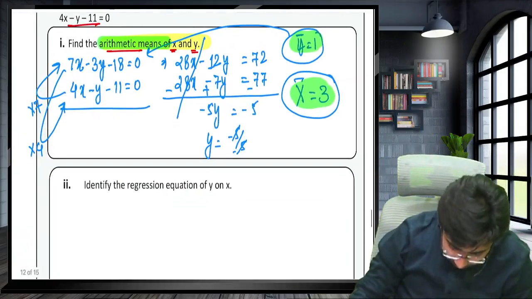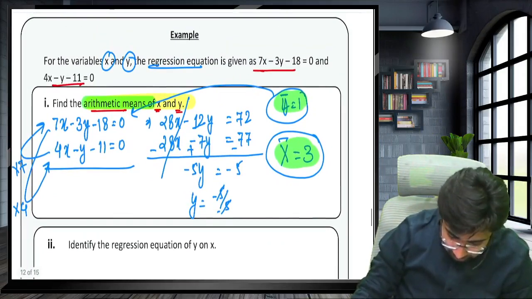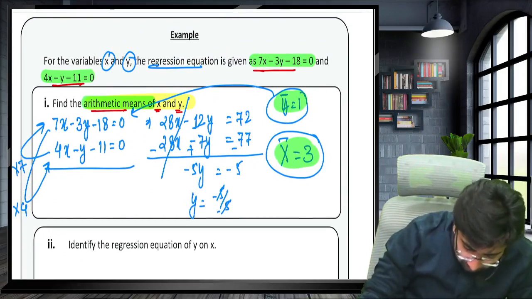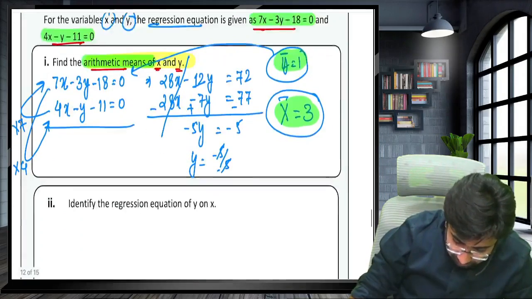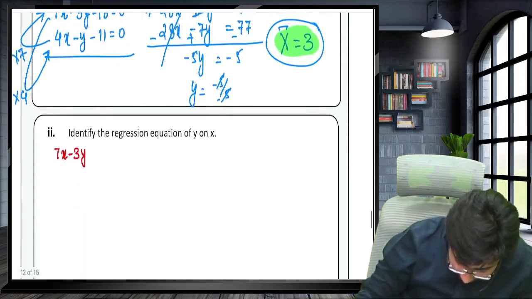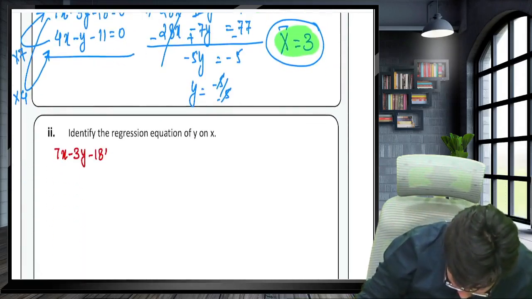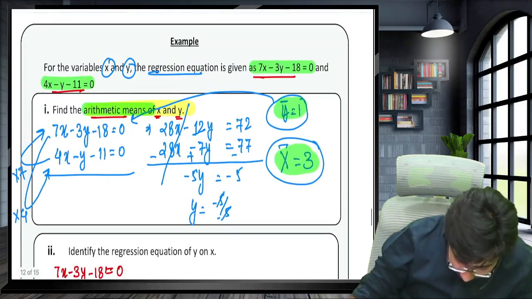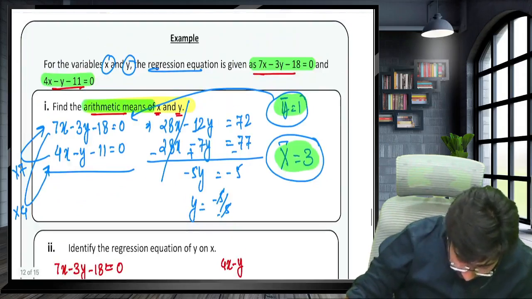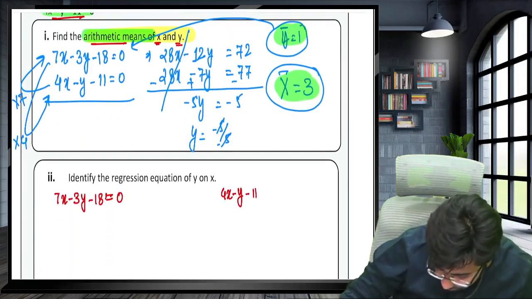Guys, now see one of the most important questions. This is one line and this is another line. One is 7x minus 3y minus 18 equals 0, and the other one is 4x minus y minus 11 equals 0.